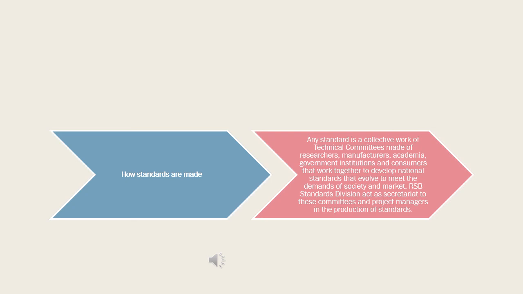committees made of researchers, manufacturers, academia, government institutions, and consumers that work together to develop national standards that evolve to meet the demands of society and market. RSB, Standards Division, act as a secretariat to these committees and the project's manager in the production of standards.